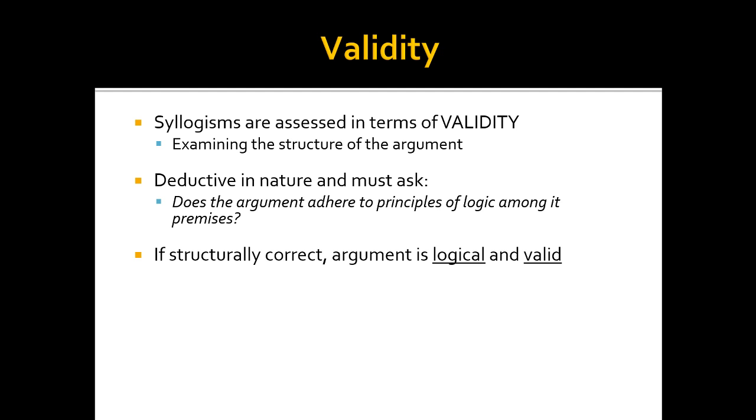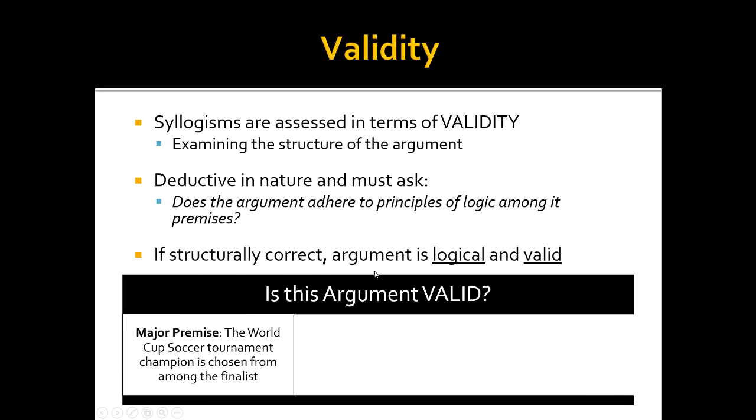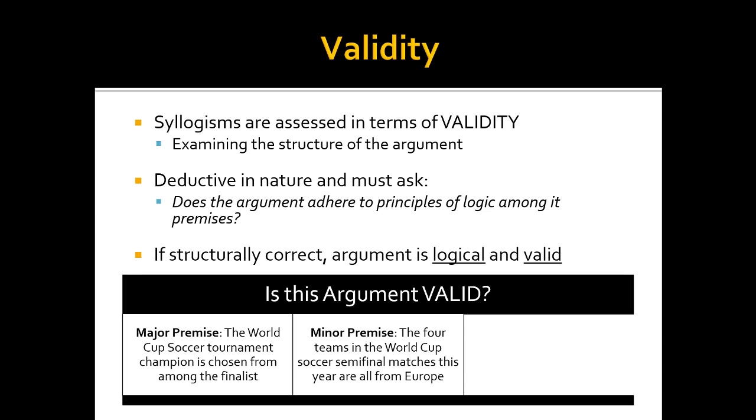Why? Because when we assume the truth of the premises, everyone born in France can speak French, Barack Obama was born in France, the conclusion must be true because it logically flows from the two premises. Let's look at another example and ask ourselves if this argument is actually valid. The major premise here: the World Cup soccer tournament champion is chosen from among the finalists. The minor premise: the 4 teams in the World Cup soccer semifinal matches this year are all from Europe. And the conclusion, therefore, the World Cup champion this year will be a European team.